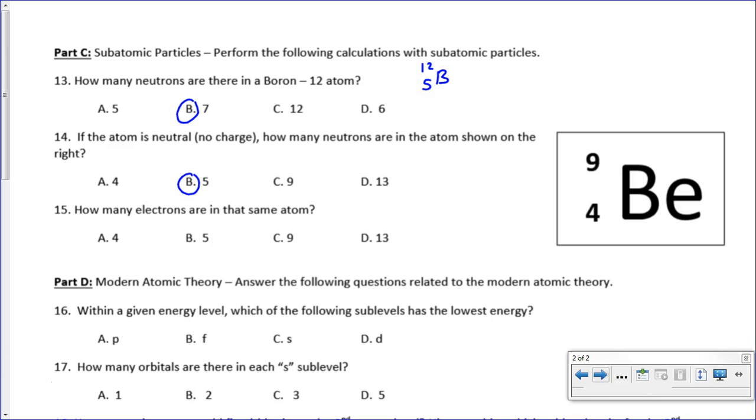How many electrons are in the same atom? All right. Well, it's atomic number 4. That means it has 4 protons. It's neutral, I said. So that means it has the same number of protons and electrons. And so it has 4 electrons as well.